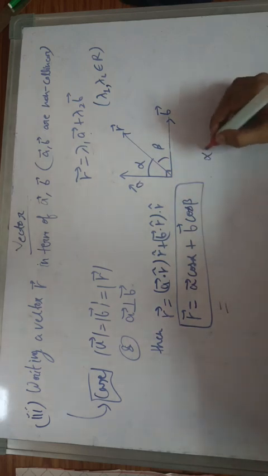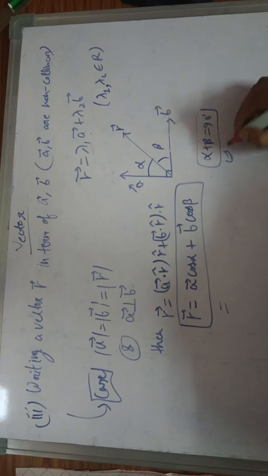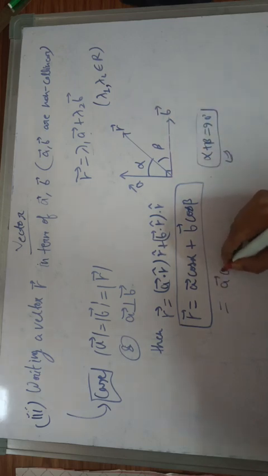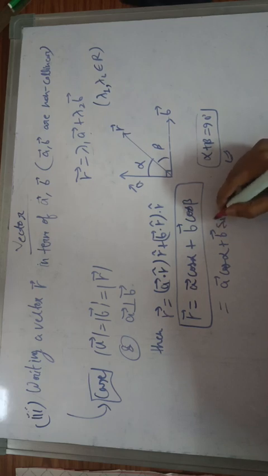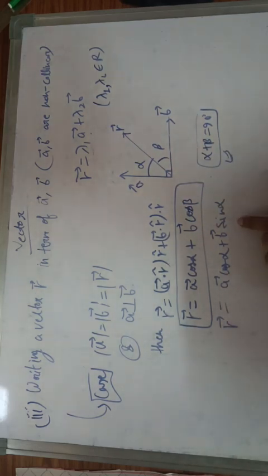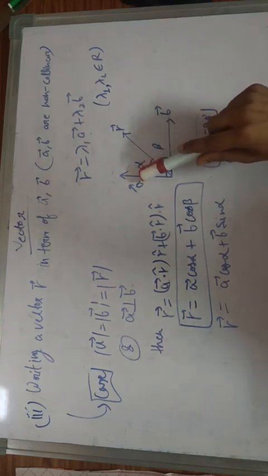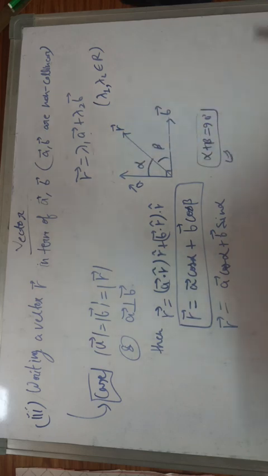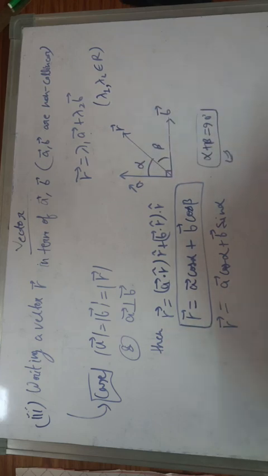And also we know that alpha plus beta is equal to 90 degrees, so it gives A vector cos alpha plus B vector sin alpha. So R vector can be written as A vector cos alpha plus B vector sin alpha, simply like this, R vector into cos of the angle between these two. So this is how we will write R vector as the sum of these two vectors.